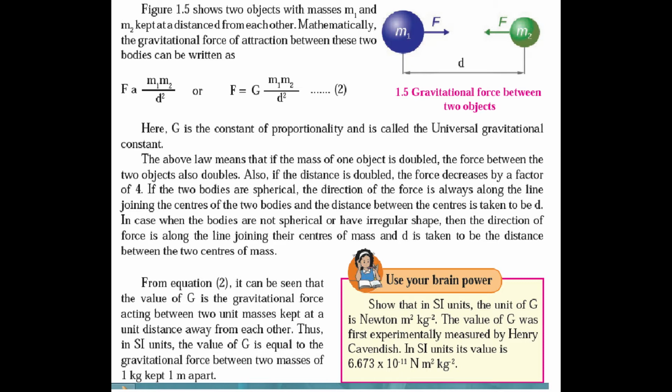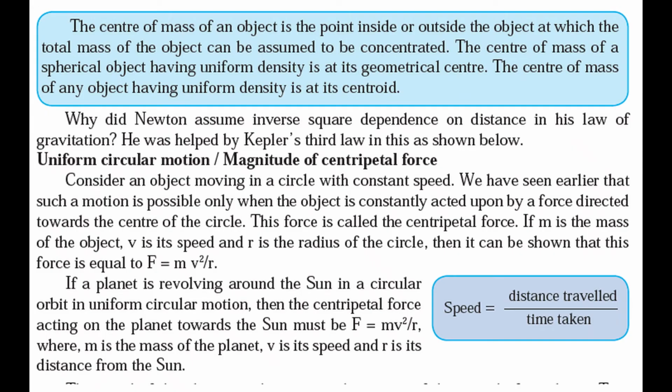The value of G was first experimentally measured by a scientist called Henry Cavendish, and the SI unit value of G is 6.673 times 10 raised to minus 11 Newton meter square per kilogram square. So they've asked you to show that the SI unit of G is Newton meter square per kilogram square, which is very clear from equation 2.